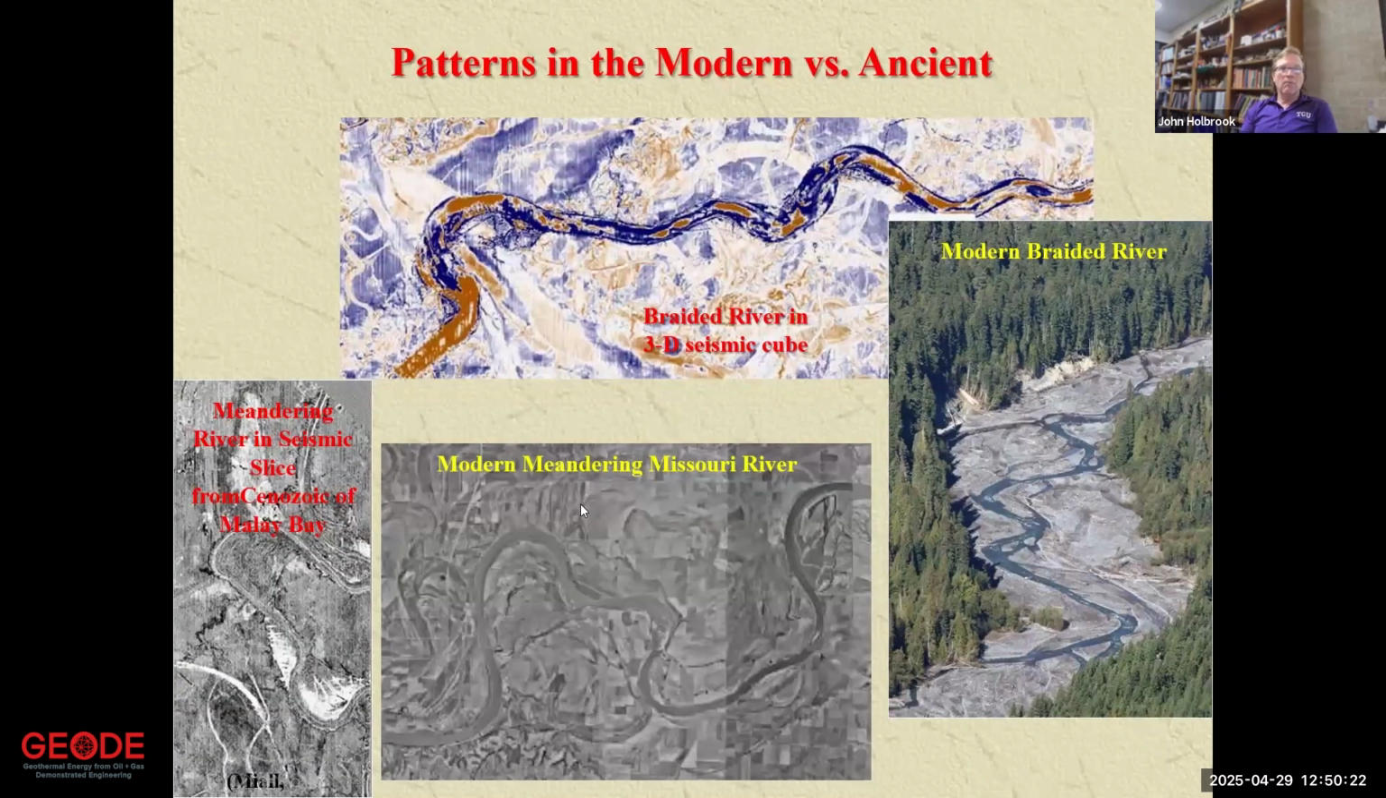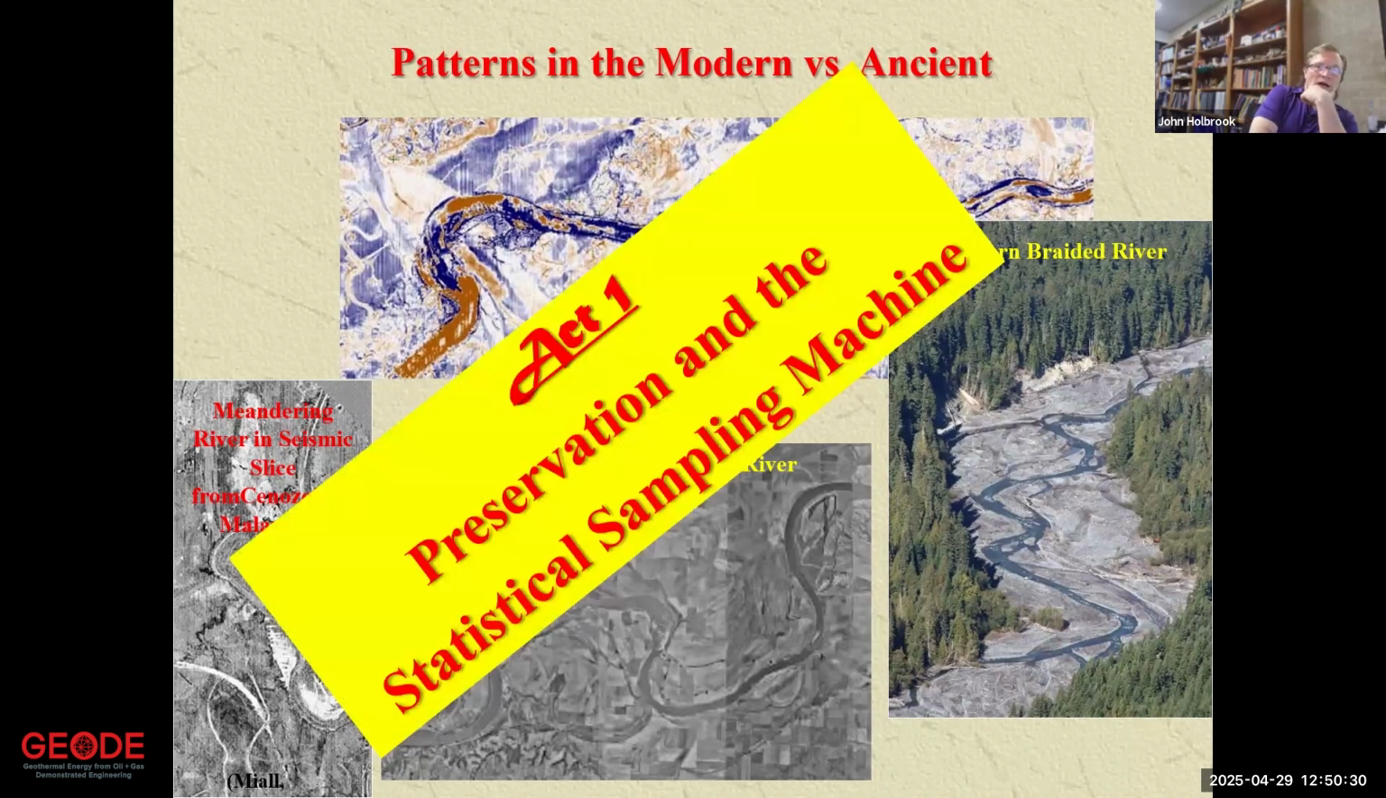Okay, so patterns in modern versus ancient. Do we actually preserve what we see in the modern in the ancient? So the first thing to appreciate when you're looking at any sedimentary reservoir, whether it's carbonates or siliciclastics, is that you're looking at a statistical sampling of the past, not a complete representation of the past.